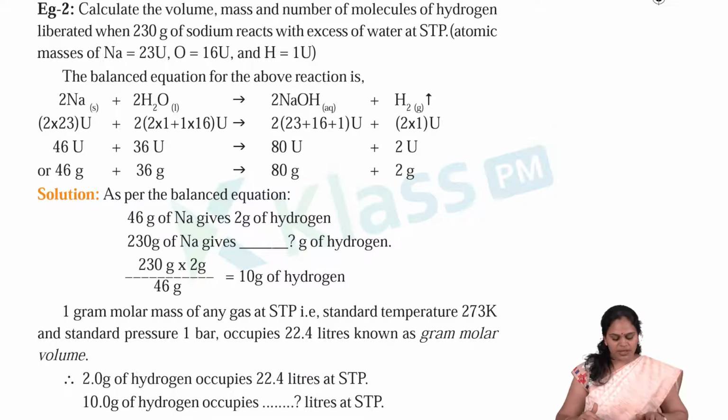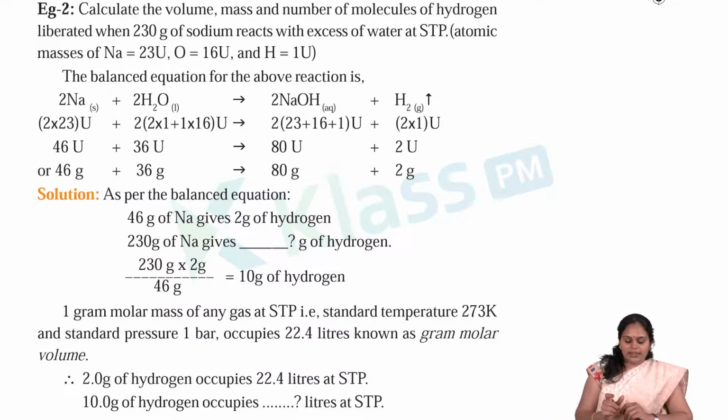1 gram molecular mass of any gas at STP, that is standard temperature, which is 273 kelvin, and standard pressure of 1 bar, occupies 22.4 liters, known as the gram molar volume. What is gram molar volume? 1 gram molar mass of any gas at standard temperature of 273 kelvin and standard pressure of 1 bar occupies 22.4 liters. That 22.4 liters is called the gram molar volume.